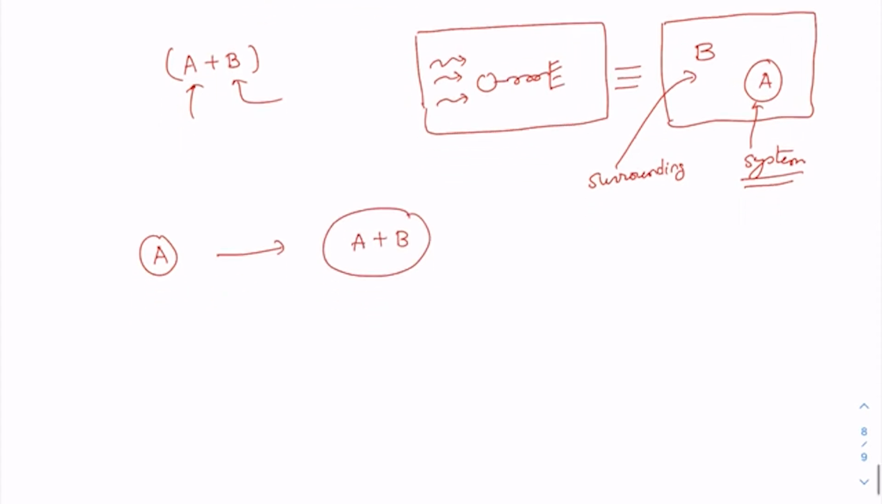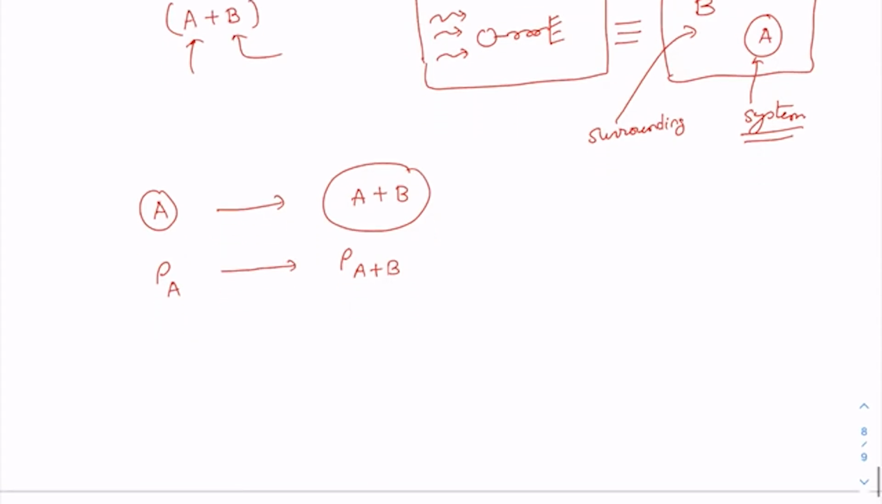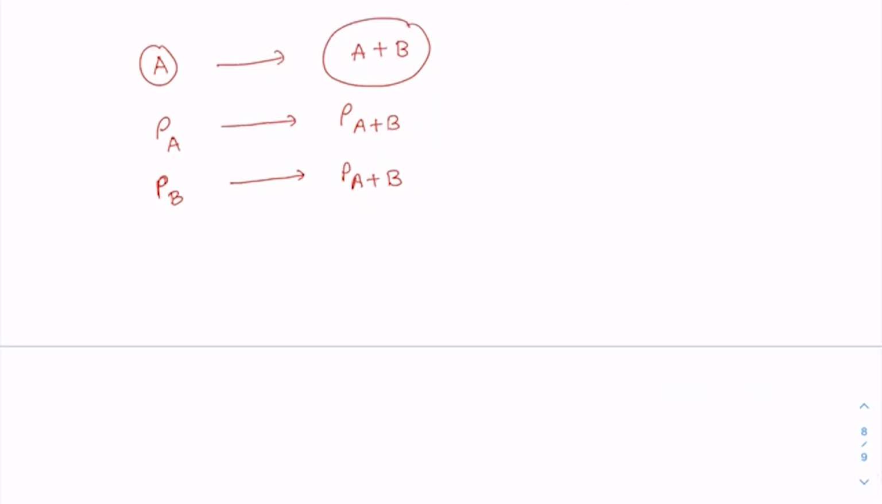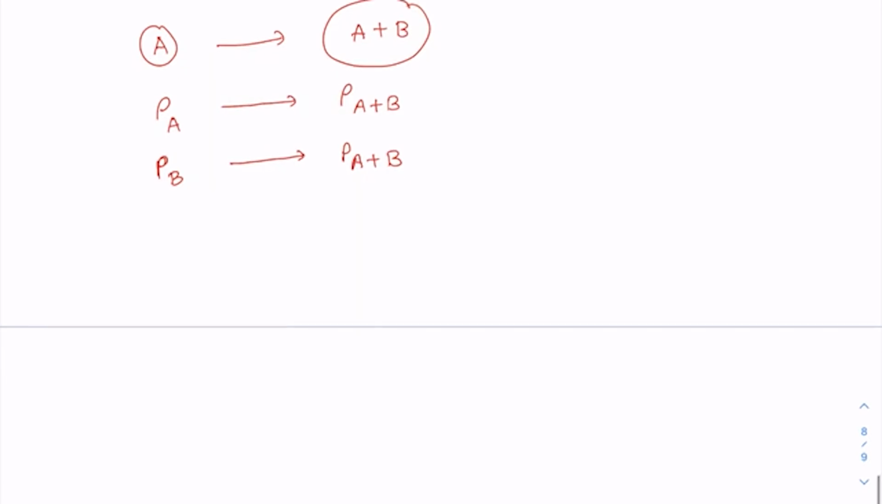Or I mean to say that suppose I know the density operator for the composite system, which is, say, rho AB, then how can I write the density operator for system A from rho AB? Or similarly, if I want to write the density operator for system B, how can I do it if I know the density operator for the composite system? This is what is answered by the prescription called the reduced density operator.